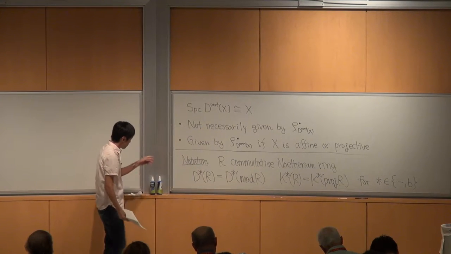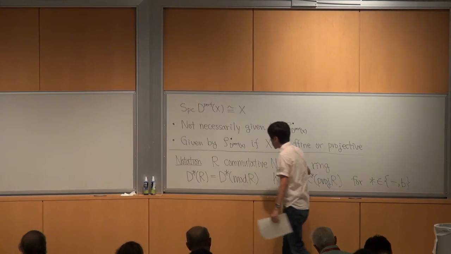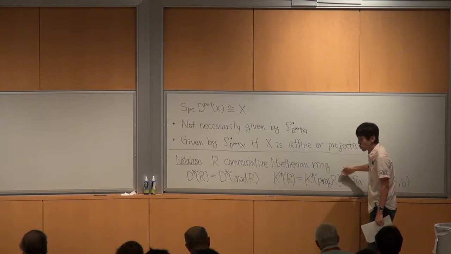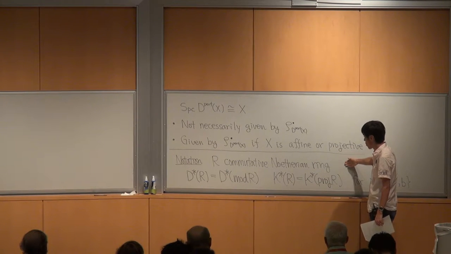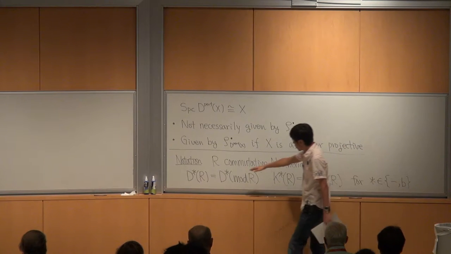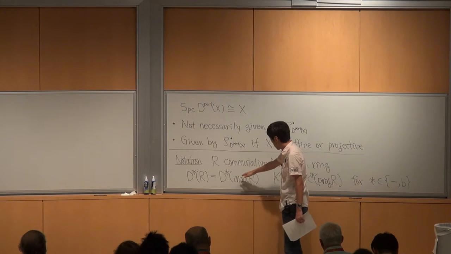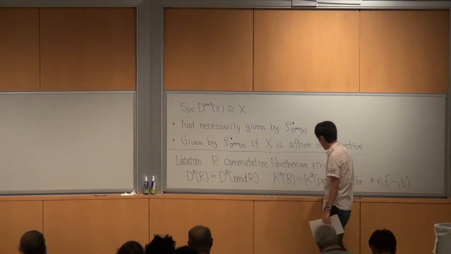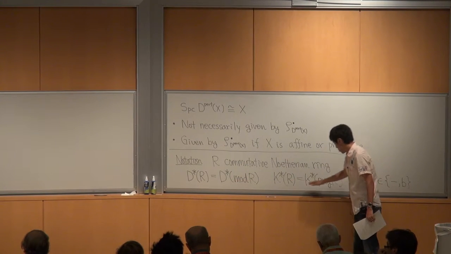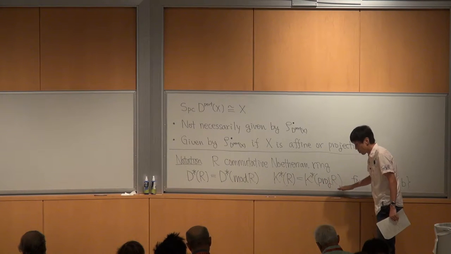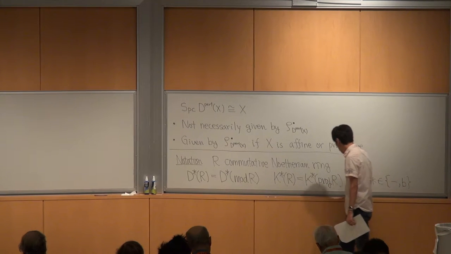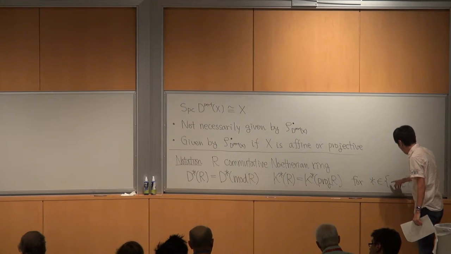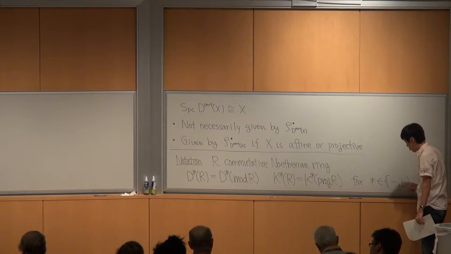So please correct that. This isomorphism itself holds always. And one more thing: from now on, we use this notation. We fix this notation. R is always a commutative noetherian ring, and D^b(mod R) denotes the derived category of finitely generated R-modules, and K^b(proj R) is the homotopy category of finitely generated projective R-modules. And star is always either minus or bounded b.